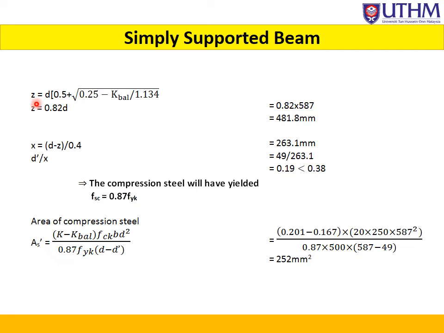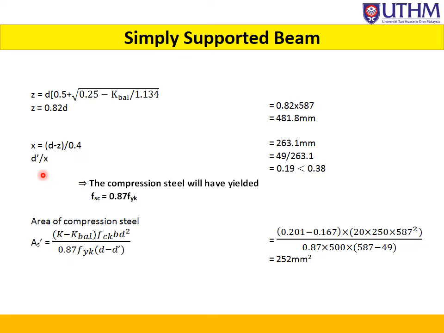Now we calculate our Z, okay. So our Z is 0.82D, and the value for 0.82D is 481.8 millimeter. We calculate our X, okay. The X is 263.1 millimeter.